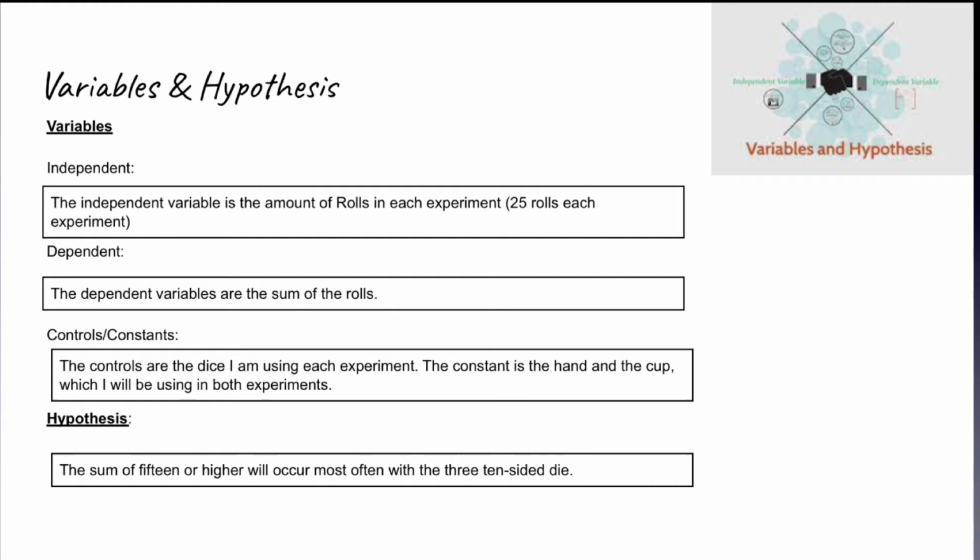My variables and hypothesis for the science fair are listed below. The independent variable is the amount of rolls in each experiment, and the dependent variable is the sum of the rolls of the dice. The controls and the constants are the dice I'm using for each experiment. The constant is the hand and the cup, which I will be using in both experiments. The hypothesis is that the sum of 15 or higher will occur most often with the 3 10-sided dice.